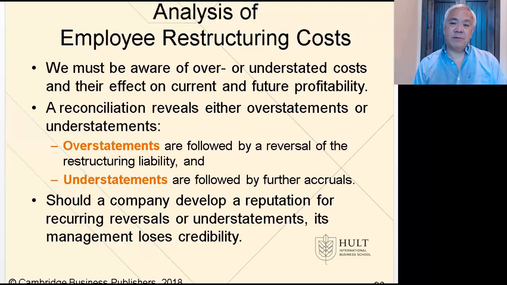It's pretty hard to analyze because we don't know all the ins and outs of that restructuring, the decision, and why they did so. We can just look at what information is provided, which is the magnitude of the charge and this liability account, and whether they are indeed using that money to affect the restructuring or not.